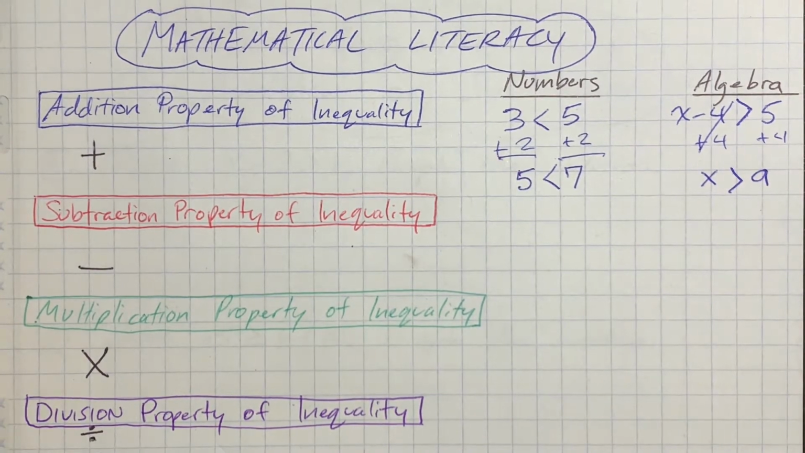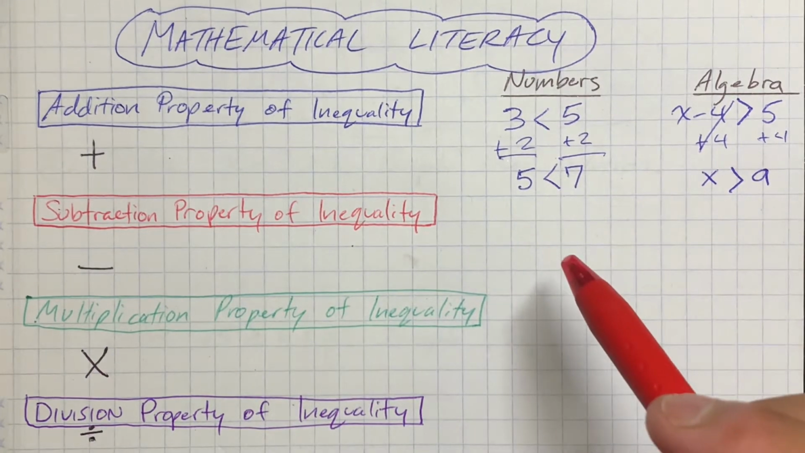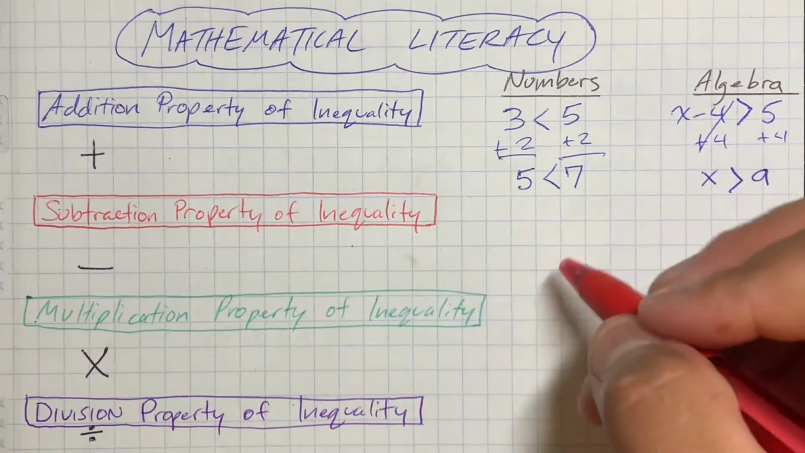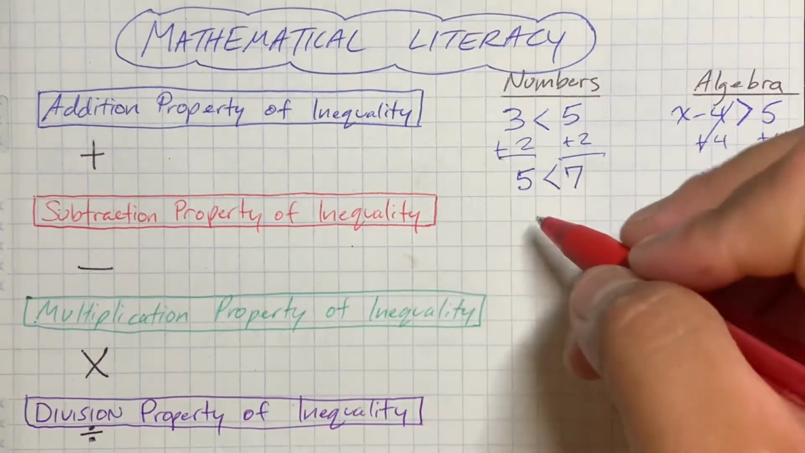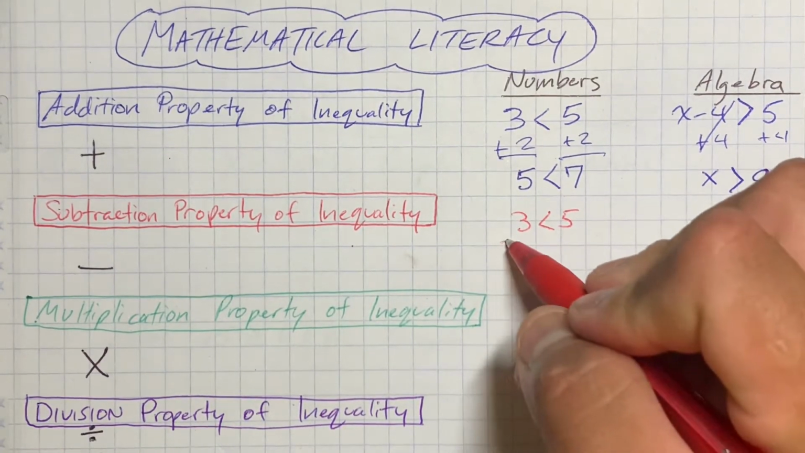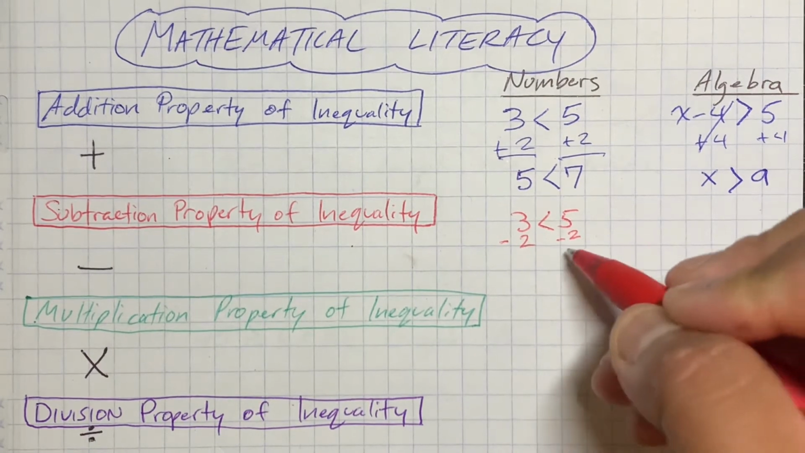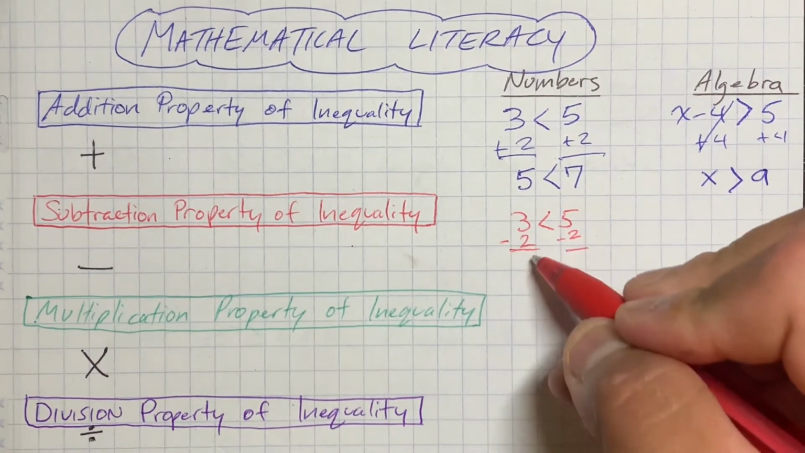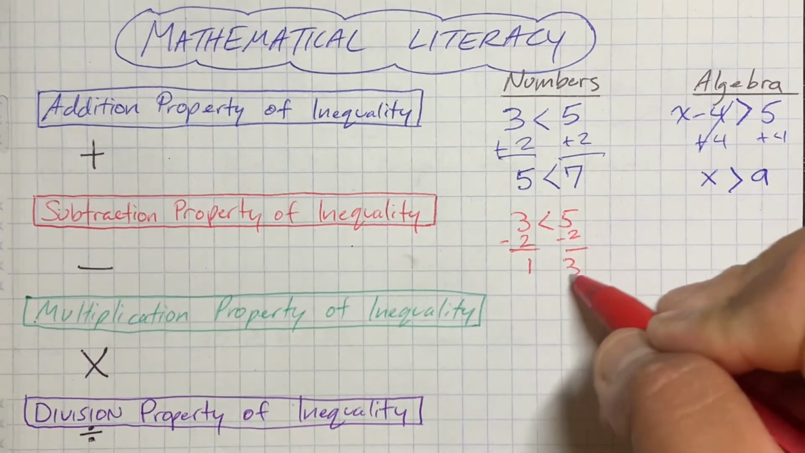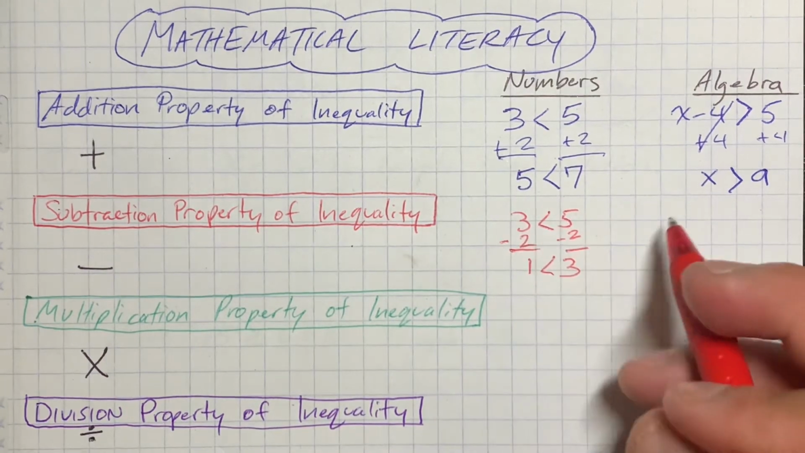Just like the subtraction property of inequality. Whenever you subtract the same number from each side of an inequality, the inequality remains true. For an example, if we have 3 is less than 5, and instead of adding 2, we subtract 2 from each side of the inequality. 3 take away 2 equals 1. 5 take away 2 equals 3. Still, 1 is less than 3, so that remains true.